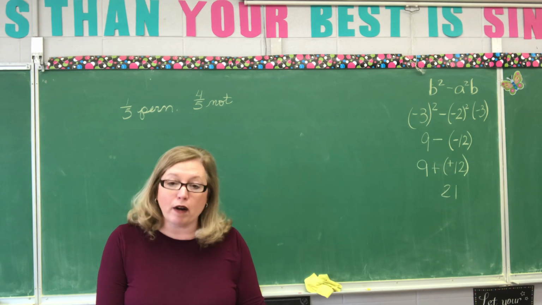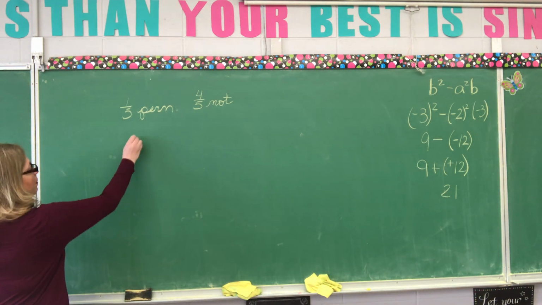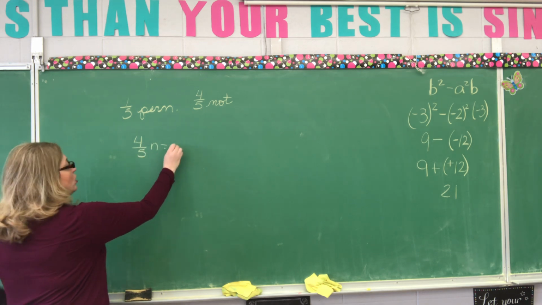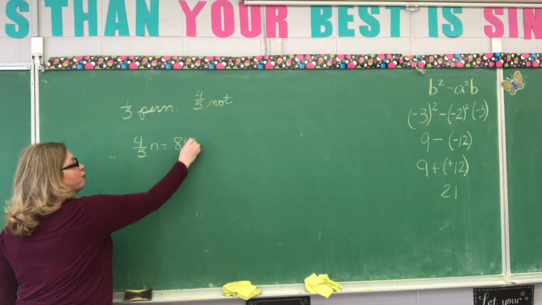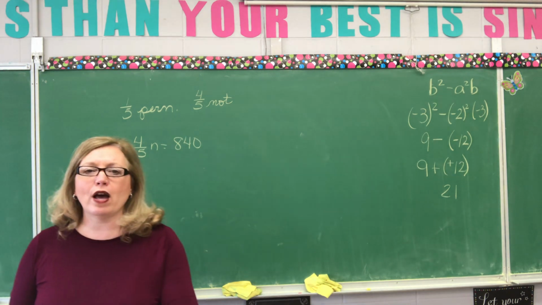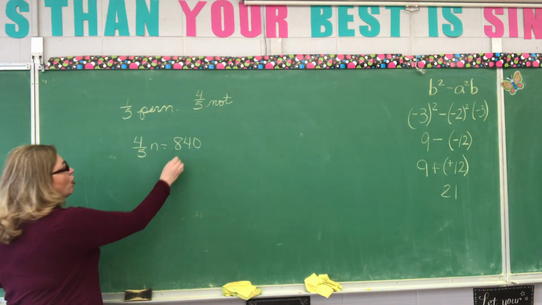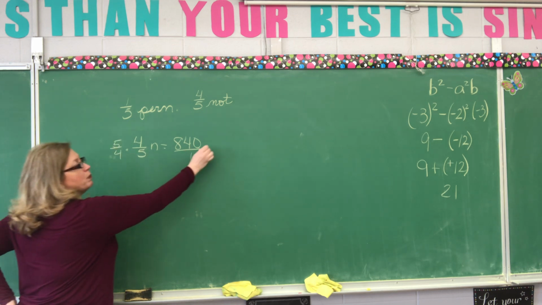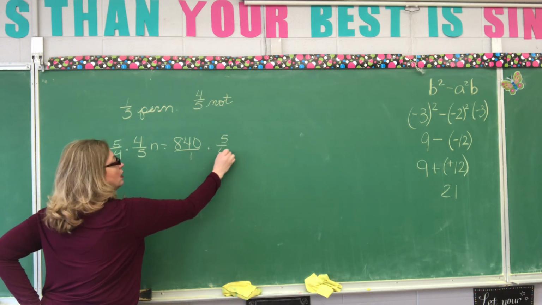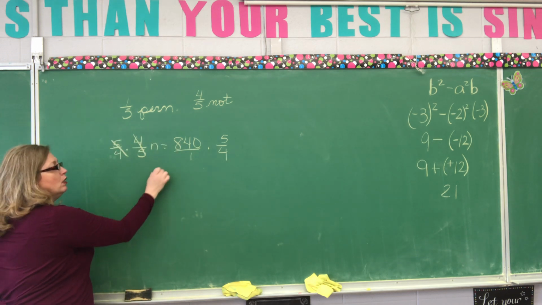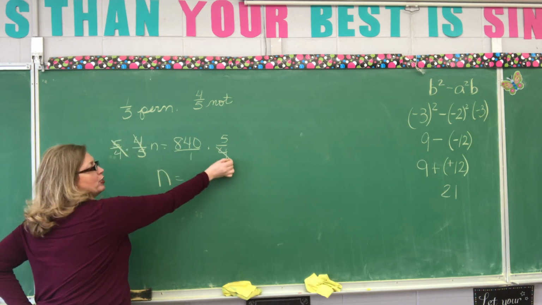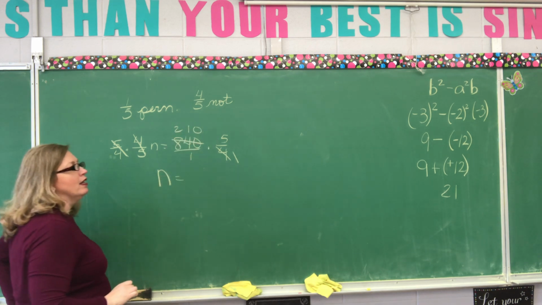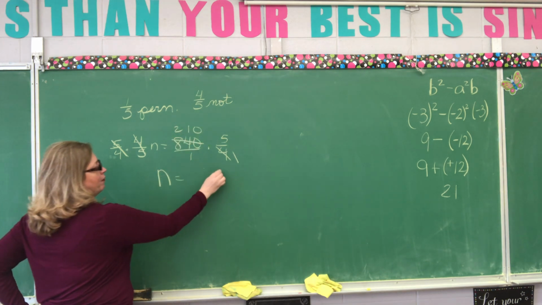So we're going to take our 4/5 of some number equals 840. Okay? And we know how to solve this. This is not a problem for us at all. Okay? We're going to multiply by our reciprocal. We're going to multiply on both sides. And this is going to cancel, leaving us n. We're going to reduce by this once. So it's 210. Now we're going to multiply by 5.